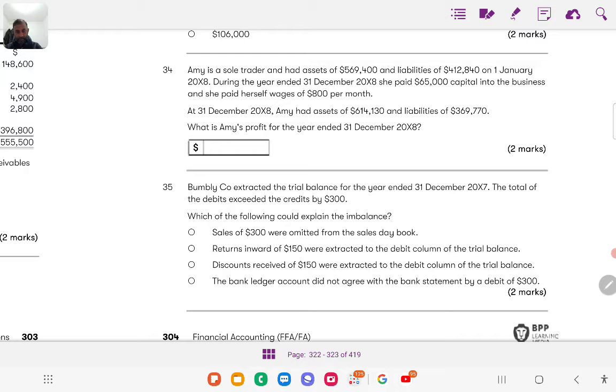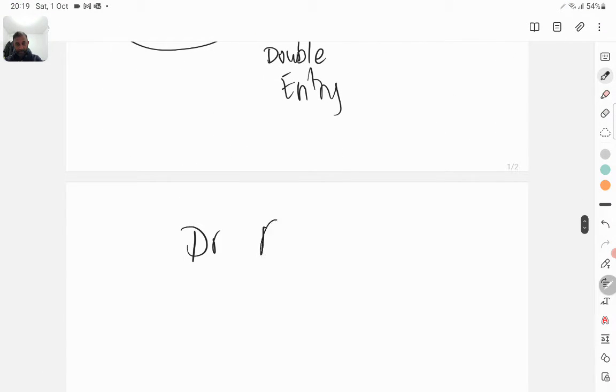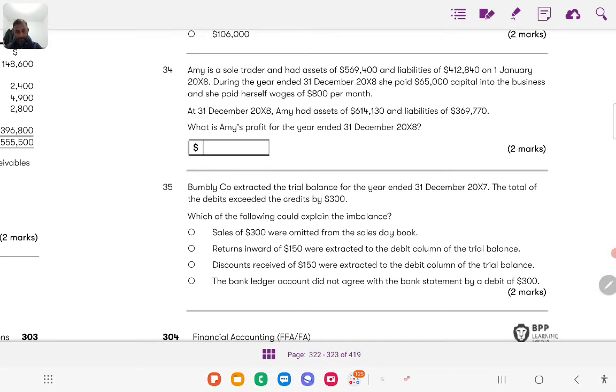Returns inwards of 150 were extracted to the debit column of the trial balance. Now, returns inwards is when you sell something and the customer returns it back to you. The correct double entry will be, you debit returns inwards, and then you credit receivable. This is the correct double entry. Anyway, what the answer is saying is also the same thing. So that is not the answer that we are looking at.